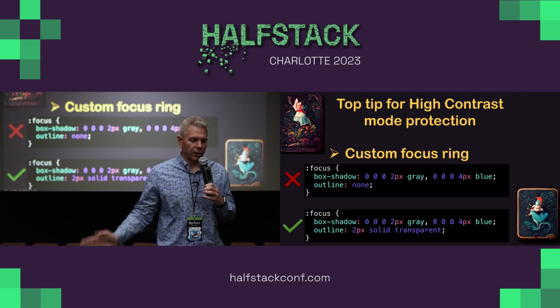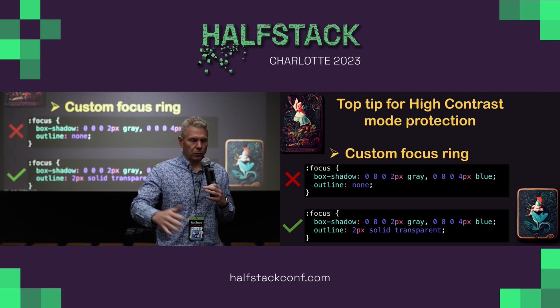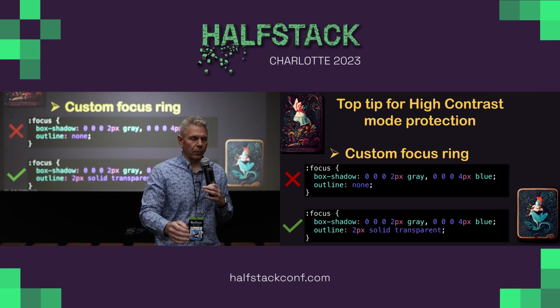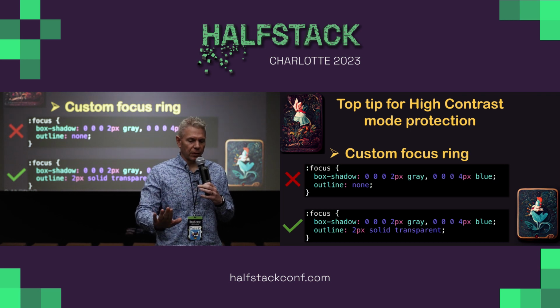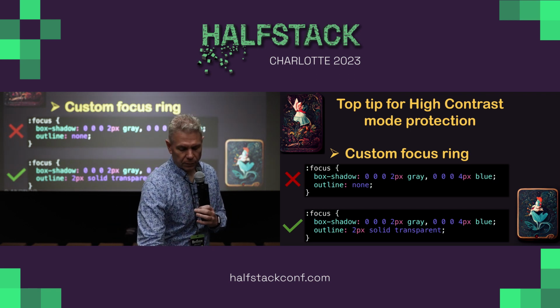Instead, if you give it a transparent outline, the normal users won't see anything, but the high contrast users, like I said, it changes the color of those outlines. It will apply a color to those outlines, even though it's supposed to be transparent. It's not going to listen to you in your CSS. It's going to do what it wants to do, which is to render the high contrast colors.